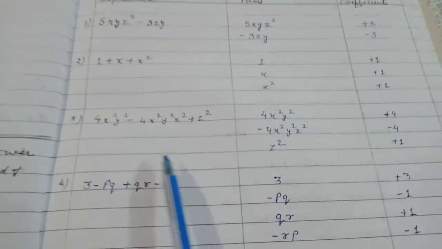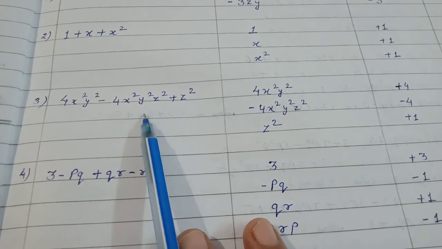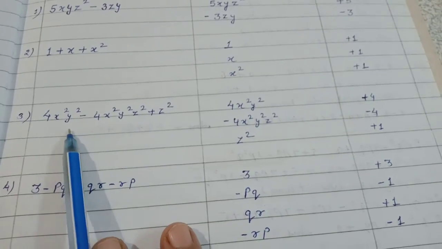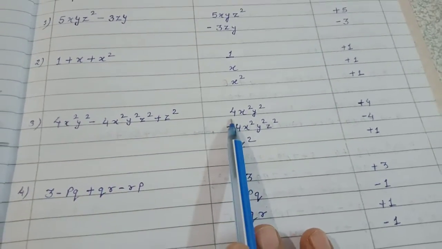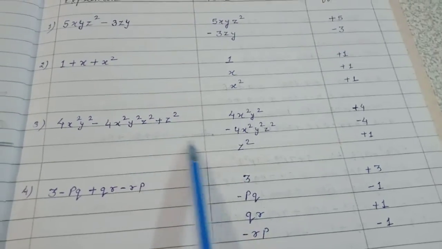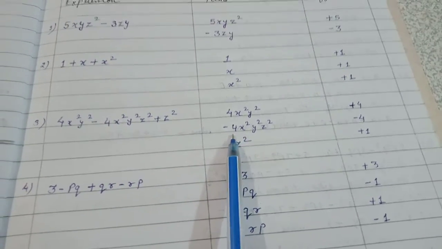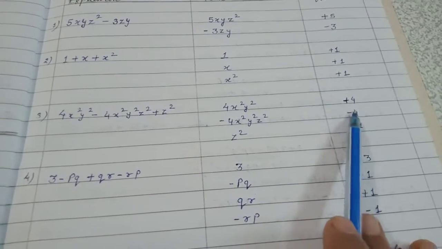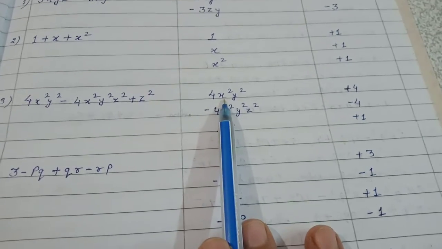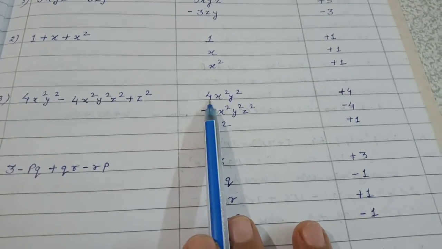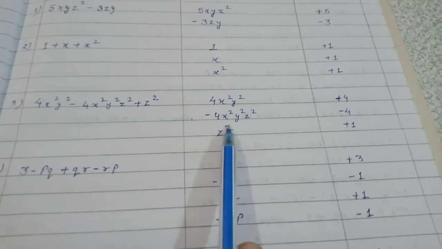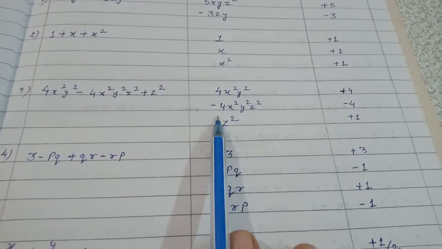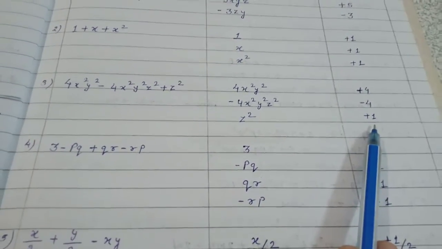Now, the third expression is 4x square y square minus 4x square y square z square plus z square. Three terms are there. First one is 4x square y square. Second one, put it here with its minus sign, minus 4x square y square z square, and then z square. The numerical coefficient of x square y square is plus 4, of x square y square z square is minus 4, and z square ke aage koi number nahi hai, it means it is plus 1.